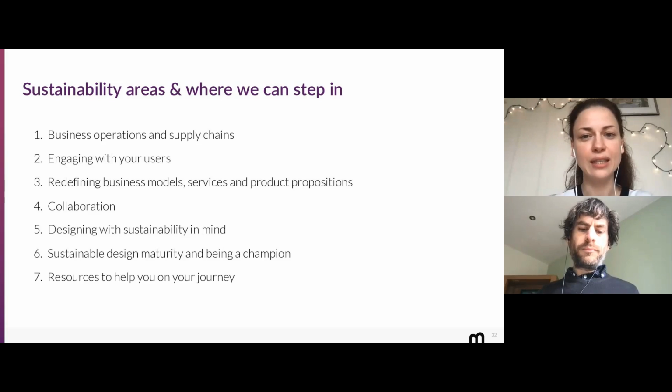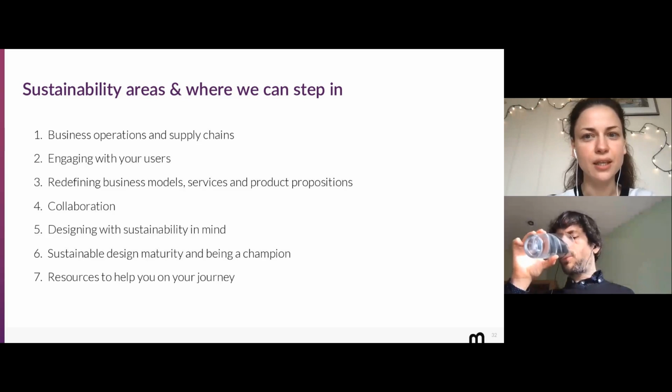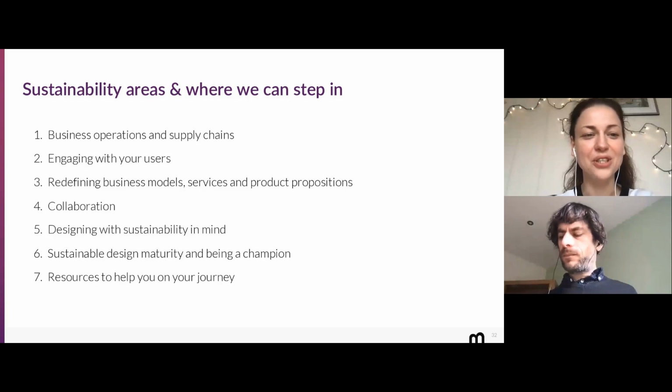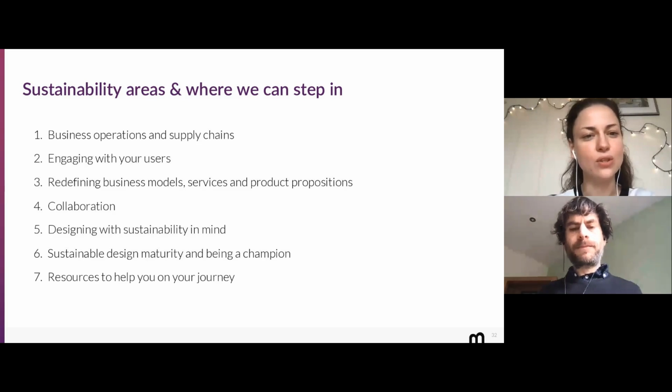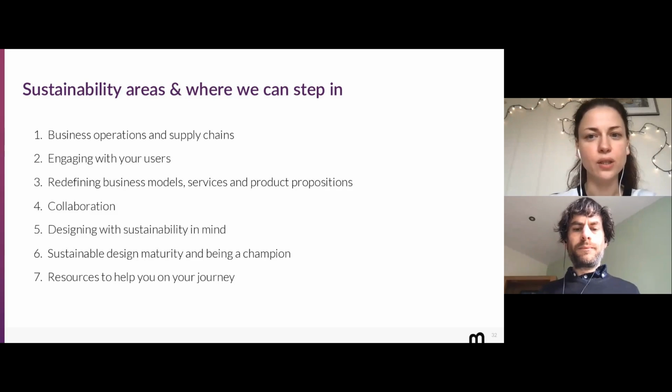and motivate others. The 7 areas include business operations and supply chains, engaging with your users, defining business models, redefining, changing, and updating the business models, services, and product propositions that we work with and design. Collaboration, designing with sustainability in mind, different tricks and techniques, and sustainable design maturity and being a champion, as well as some resources to help you out on your journey.